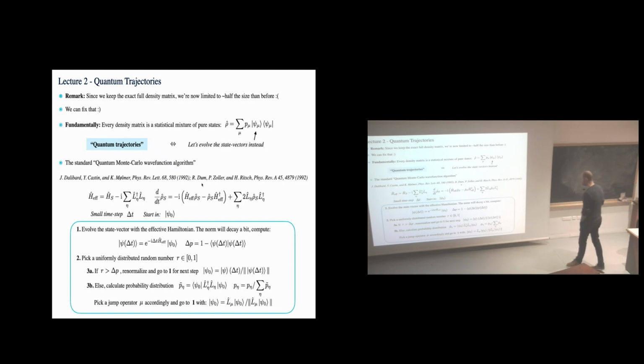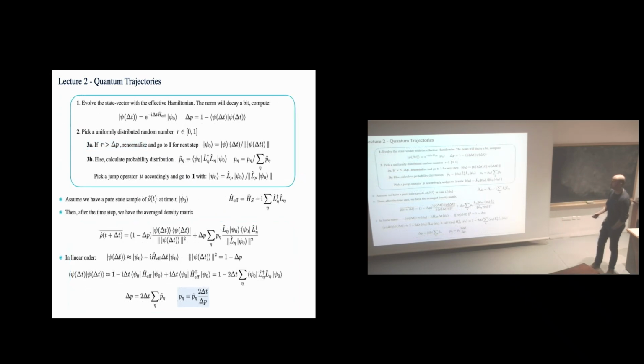Right, so this is really the way of evolving: you evolve over a little time step, and, as I will prove on the next slide, the loss of the norm is proportional to the probability of a quantum jump happening in the system. This algorithm really does a simulation of this. It just asks in every time step, should I apply a quantum jump or not, with a small probability, and then it keeps evolving stochastically in this form.